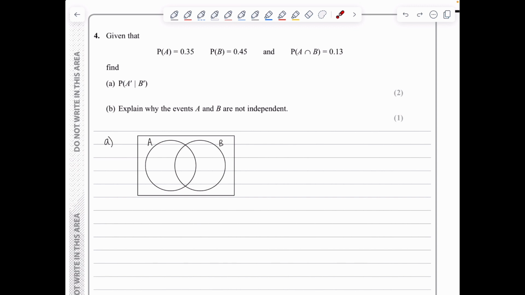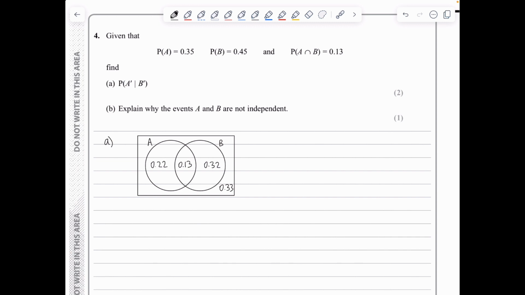Let's start with the fact that their intersection is 0.13. Now the probability of A, so all of this, is 0.35. So it means that the only A part should be 0.22, found by doing 0.35 minus 0.13. And the only B part here must be 0.32. Now, if I add these three numbers together and deduct from 1, I find that the outside should be 0.33.